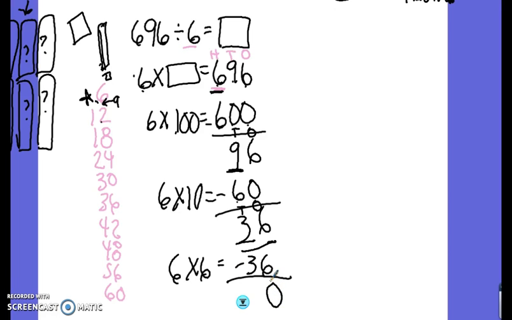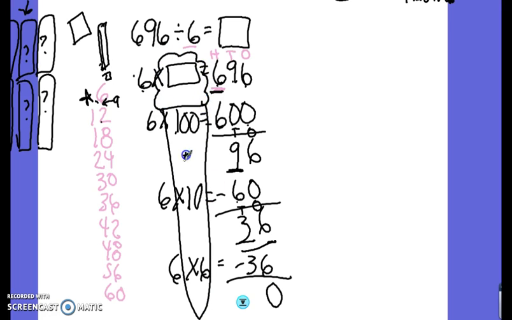So I get my cone ready, and I add my scoop on top. 100 plus 10 plus 6 is 116. I have 0 left over, so there's no cherry on top. There's no remainder. There's no scoops left over. So my answer would be 116.